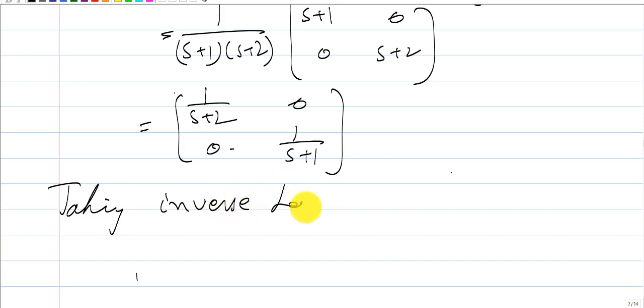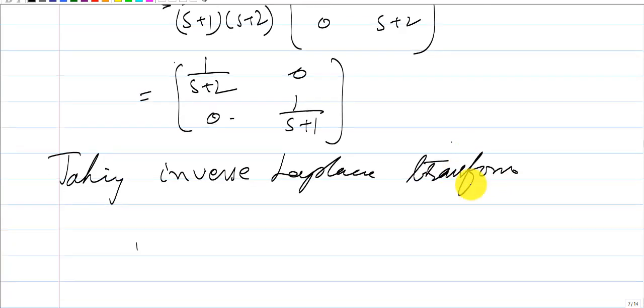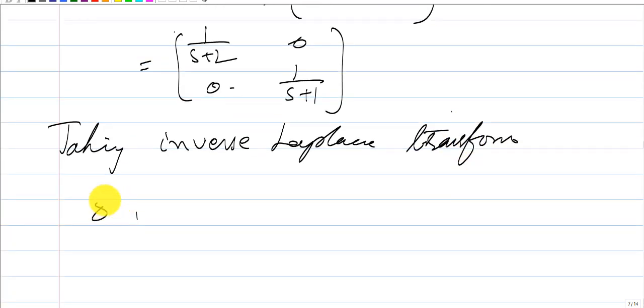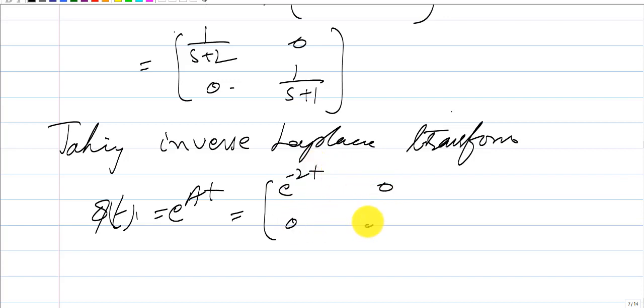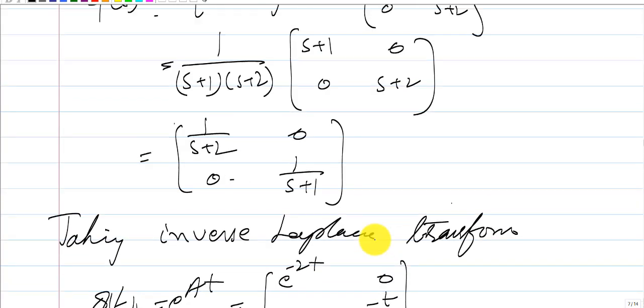what we will obtain is phi of t, which is equal to e raised to the power A t. That will be e raised to the power minus 2t, 0, 0, e raised to the power minus t. Did I make some mistakes?